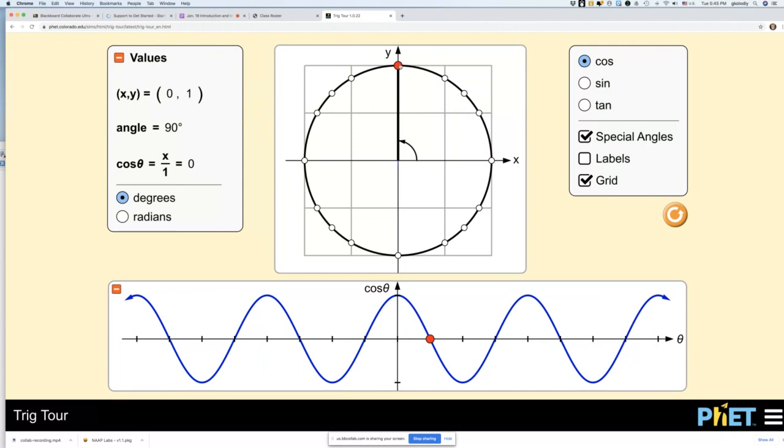If you go over here, the cosine is 0, therefore the x coordinate is 0. And as we go further on to the next one, the whole thing repeats itself, except for sine.